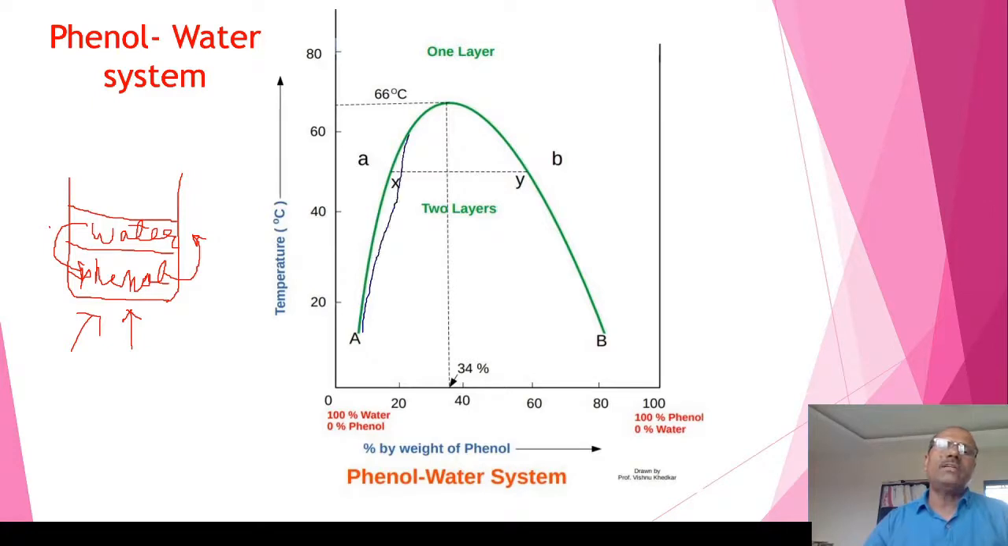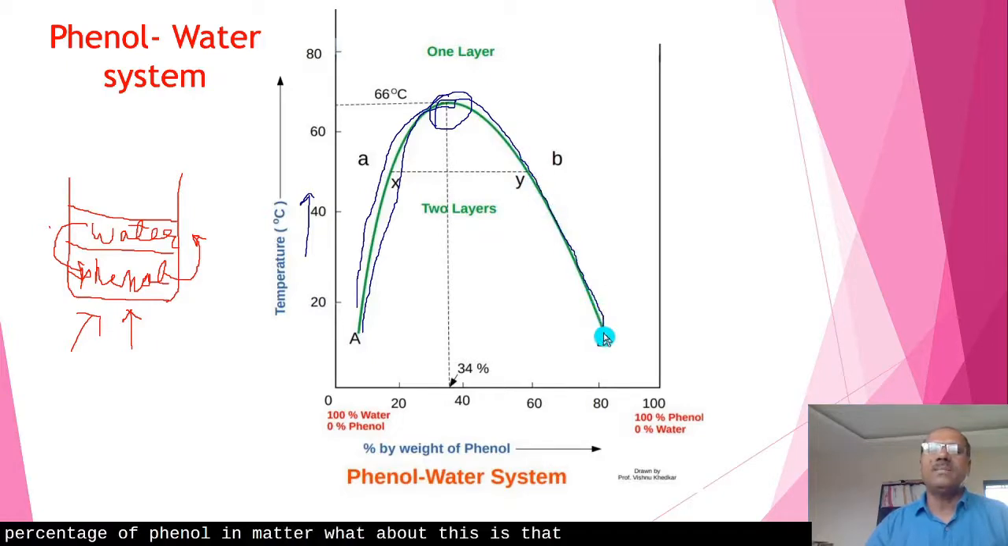From point A up to this point, the concentration of phenol in water layer goes on increasing as temperature increases. Means when temperature increases, at the same time concentration of phenol in water goes on increasing, and at a particular upper point the two layers become miscible with each other. This left hand curve is regarding the concentration of phenol in water on the left hand side. What about this curve? This is the curve at the point B. The concentration of phenol is more and the concentration of water is less. Means at this point a solution of water in phenol is present.